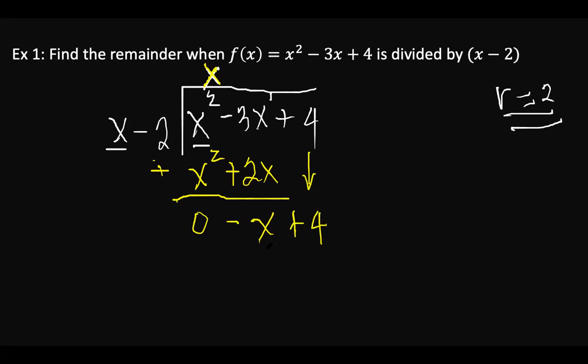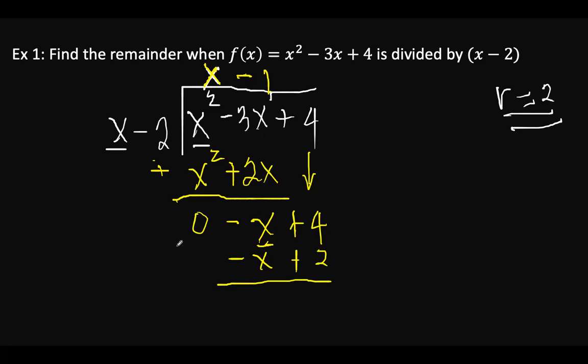Okay, so ang susunod natin gagawin ay, since nag-bring down tayo ng isang term, i-divide uli natin. So negative x divided by x, that's negative 1. Okay, I hope marunong na kayo mag-divide ng mga expressions, ng mga monomials, polynomials, trinomials, and binomials. So again, negative x divided by x is negative 1. And let's multiply. Negative 1 times x, that's negative x. Negative 1 times negative 2, that's positive 2.